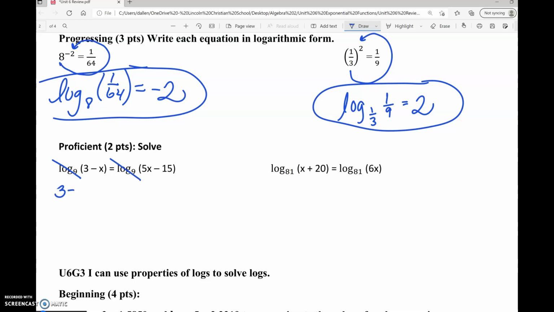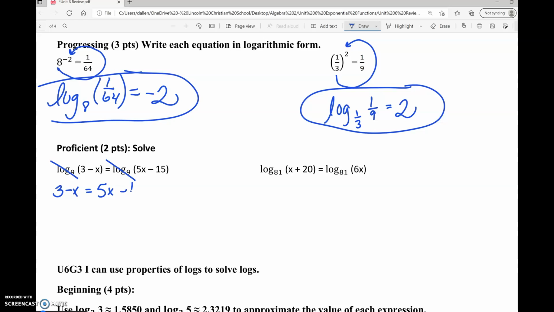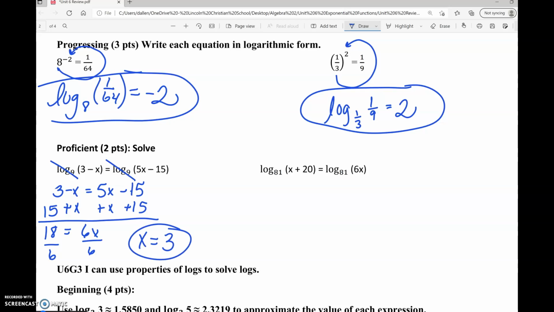And I get 3 minus x equals 5x minus 15. So I'm going to add x here, and I'm going to add 15 the other way. So 18 equals 6x, and then divide by 6. So x equals 3. And if you need to at any time, pause the video. I'm just kind of moving right along because I want to make sure that we cover these all.